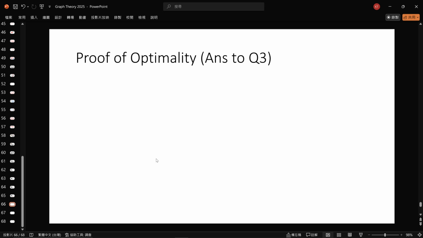So in some sense, we want to show that the algorithm is optimal, okay, in the sense that it produces the best matching. So to do this, we're going to provide a certificate, to provide a proof to show that the matching we have is the best, okay? And we're going to consider the following problem.